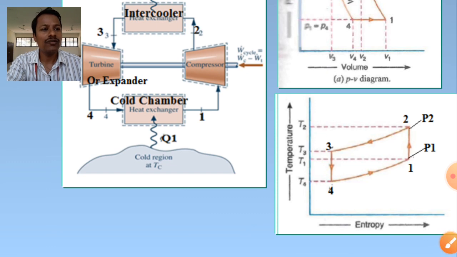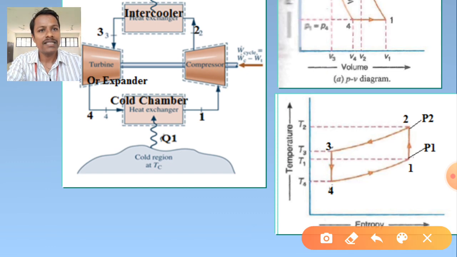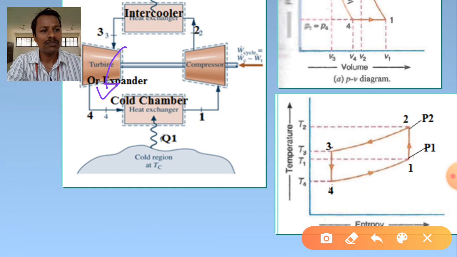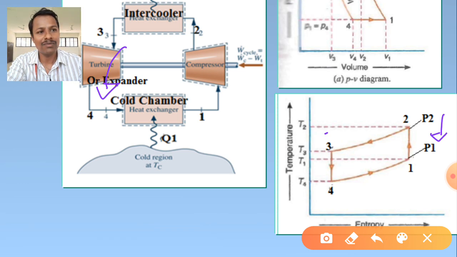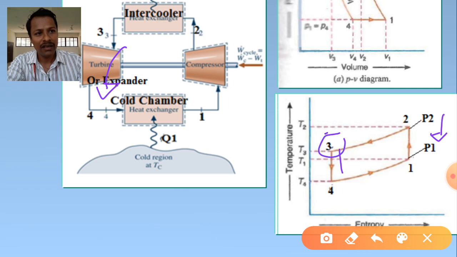Then 3 to 4 is an expansion process, as we look into the turbine. The pressure decreases from the higher pressure P2 to P1, but it is an isentropic expansion. The isentropic line on the TS diagram is a vertical line, so we represent 3 to 4 as a vertical line between P1 and P2.